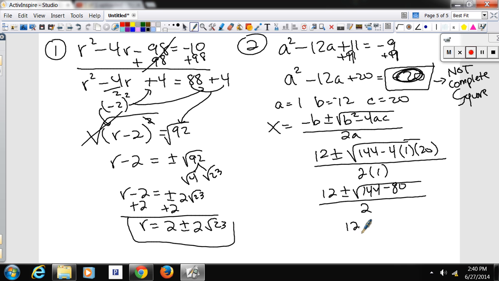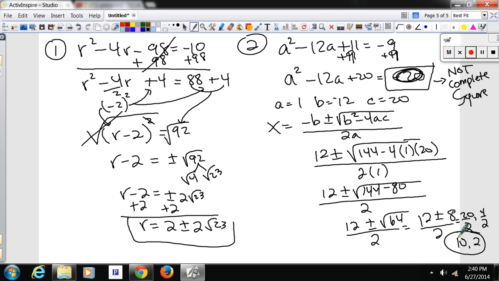So 12 plus or minus the square root of 64 over 2, and actually this one was not because it came out as 8. So 12 plus 8 would be 20 over 2. 12 minus 8 would be 4 over 2. So your answer would be a 10 and a 2.